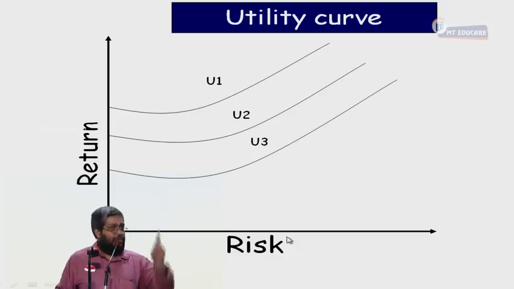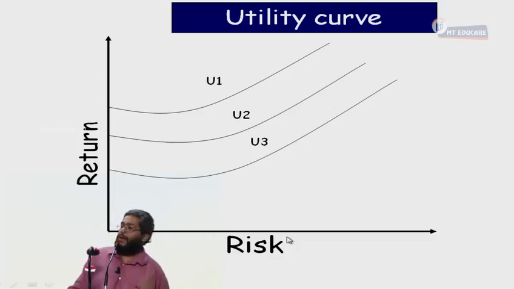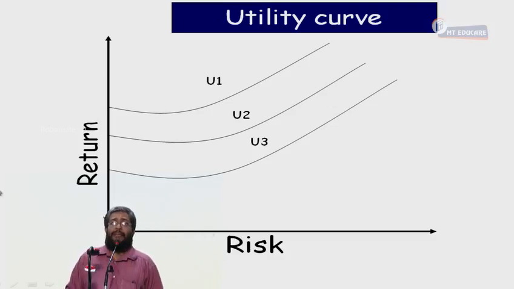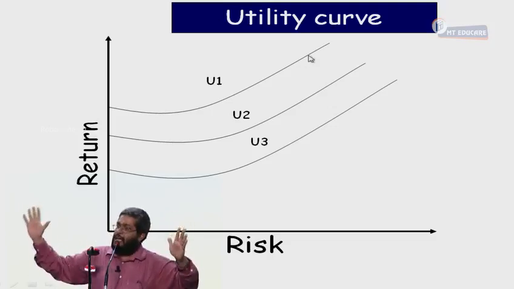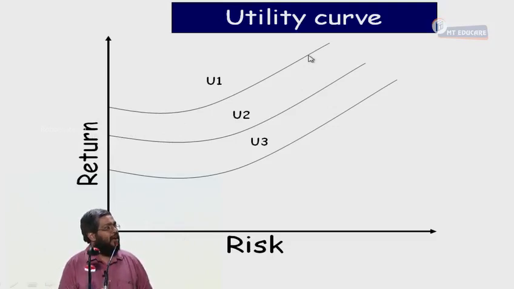Everybody following or not? So this is a utility curve of 2 persons or 1 person. He says, I am happy in the first curve. If not first, I am happy in what? Second curve. If not, I am happy in what? Third curve. All points on a given curve give you what? Same utility, or what? Same happiness. Up to this, are you following or not?